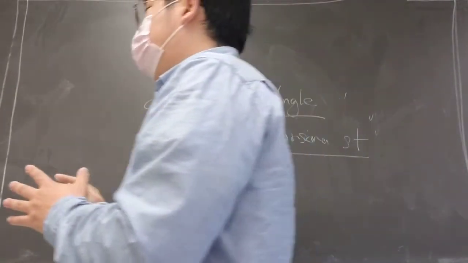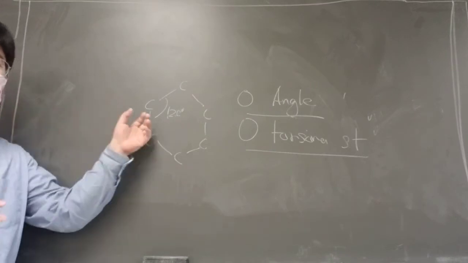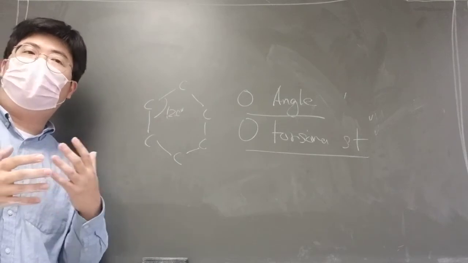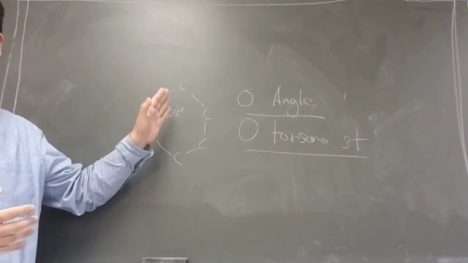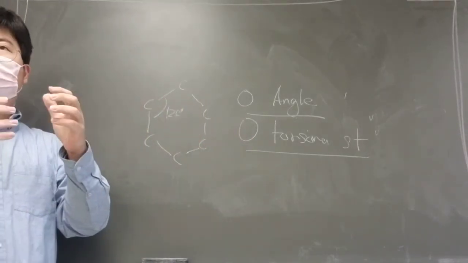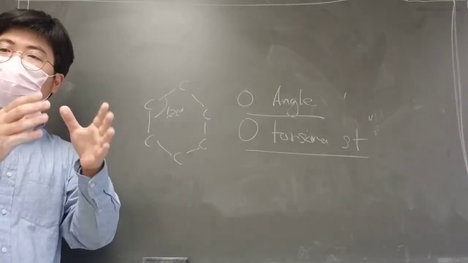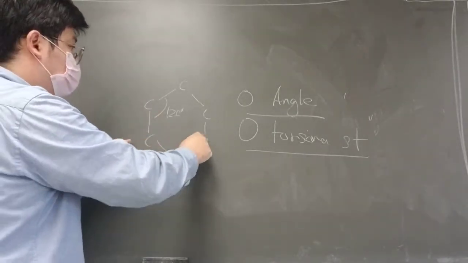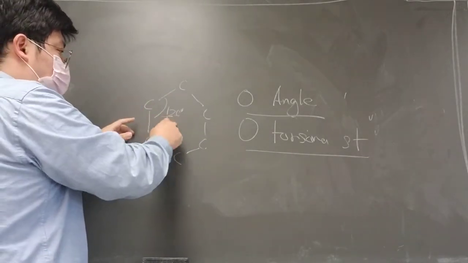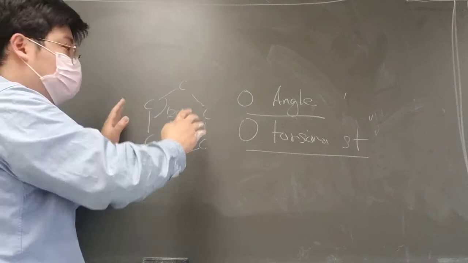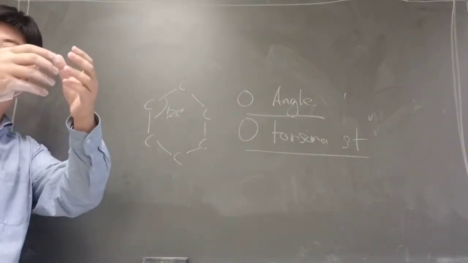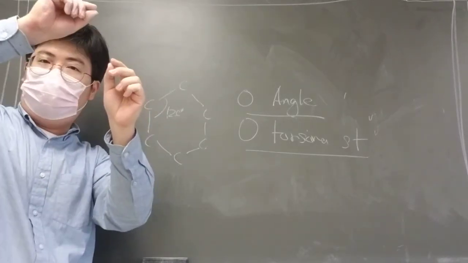So here's what happened. If that is true that this will experience angle strain, because it has to be 109, but it's bigger than 109. But that is only true when all carbons are in the same plane, right? Then that makes a much bigger angle than 109. But if it's not in the same plane, they can, like I said, always go up and down.